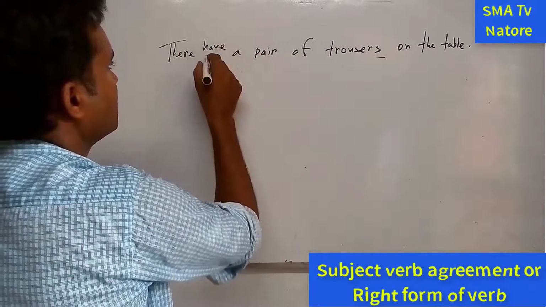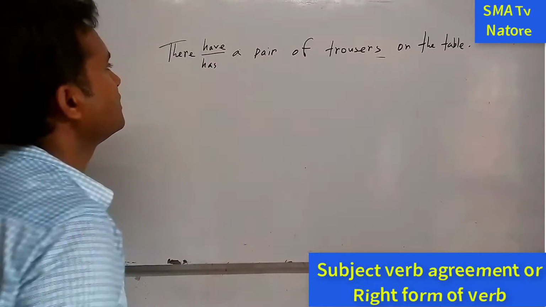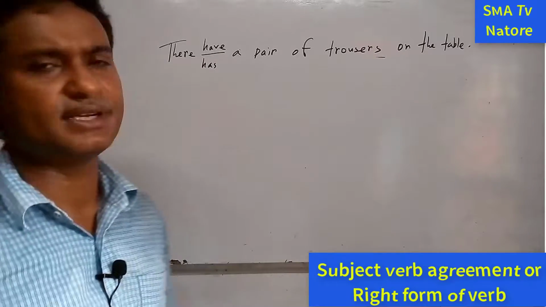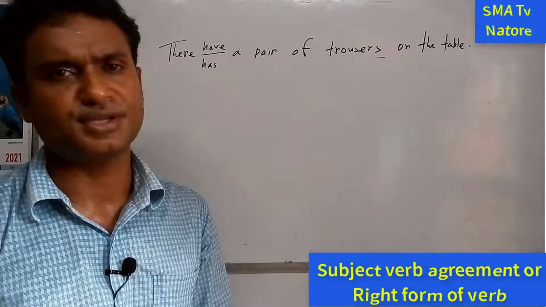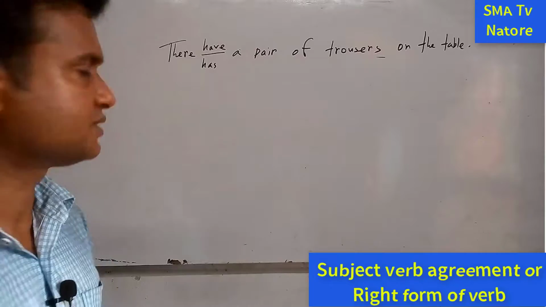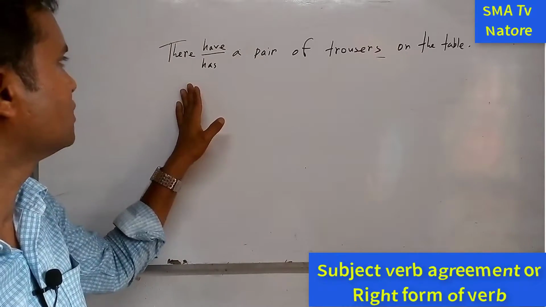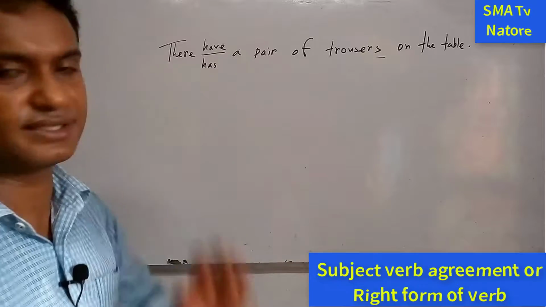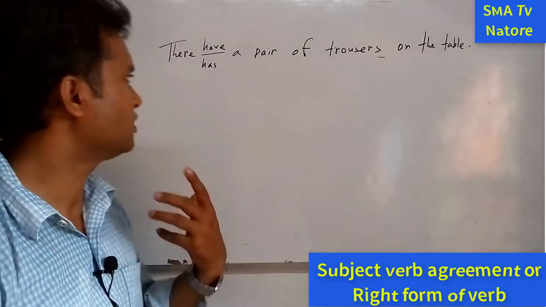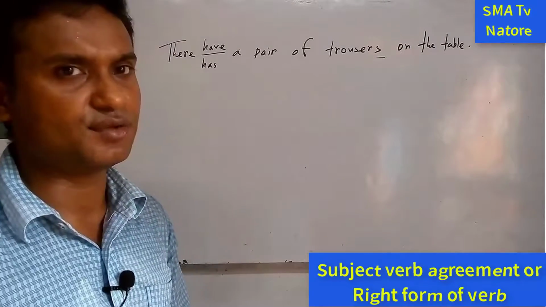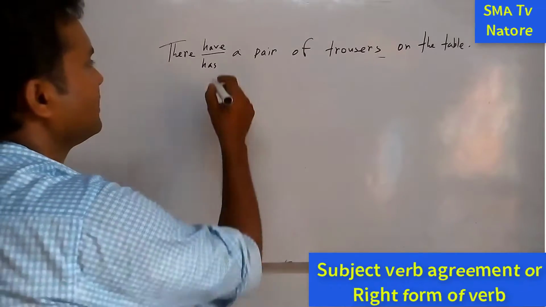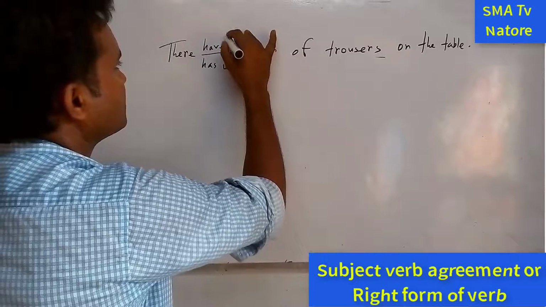Here, have or has: "There has a pair of trousers on the table." So has or have, you can use in this sentence, in the present indefinite tense. There is no problem. So what is the correct form here, have or has? Okay, you can think and guess the idea. Now I will discuss, and you can pause the video and then match with me. Next, has is correct, have is incorrect.